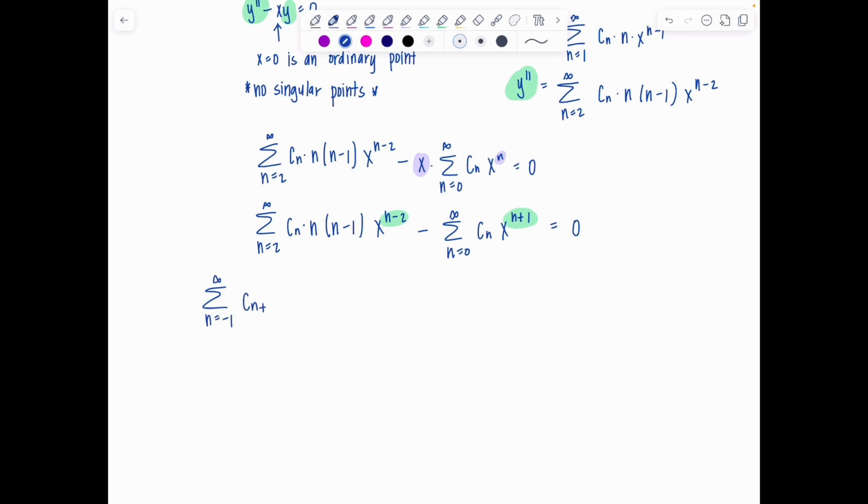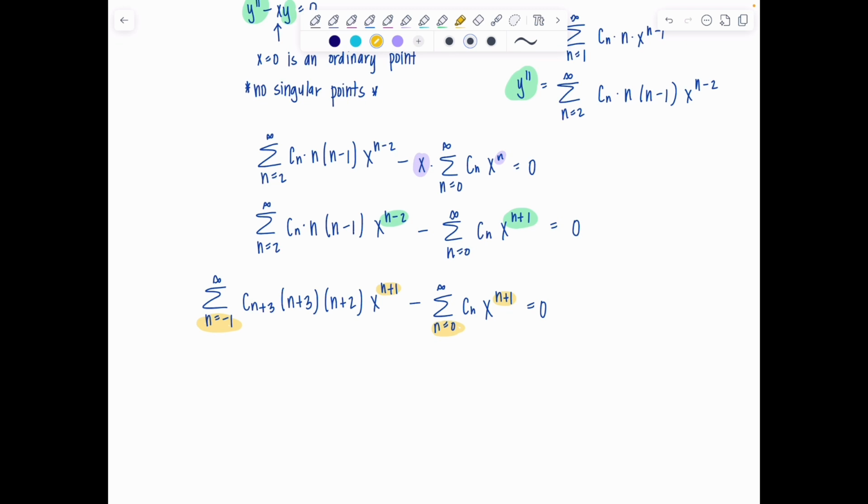Then this becomes c sub n plus 3, n plus 3, n minus 1 is now n plus 2, and then we have x to the n plus 1, minus the sum n equals 0 to infinity, c sub n x to the n plus 1. Okay, perfect. So now that these powers on x match, woohoo, we turn our attention, we need to start at the same value for our index of summation.